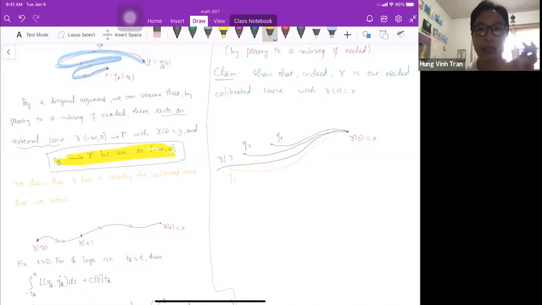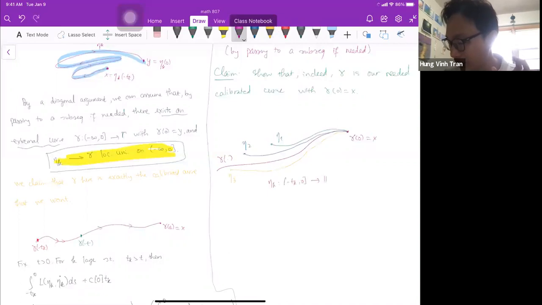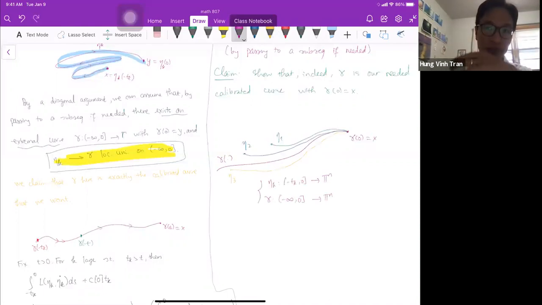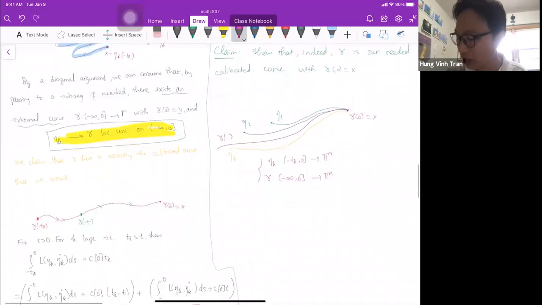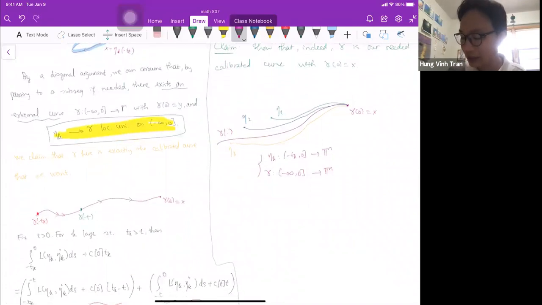Each of the eta has just a finite amount of time, right? I would have eta k going from minus tk to 0 into the torus, right? But gamma is really from minus infinity to 0 into the torus. So essentially we have a family of curves that converge locally uniformly to a curve that has infinite time, right? And that's exactly the point that we are using to get the result.